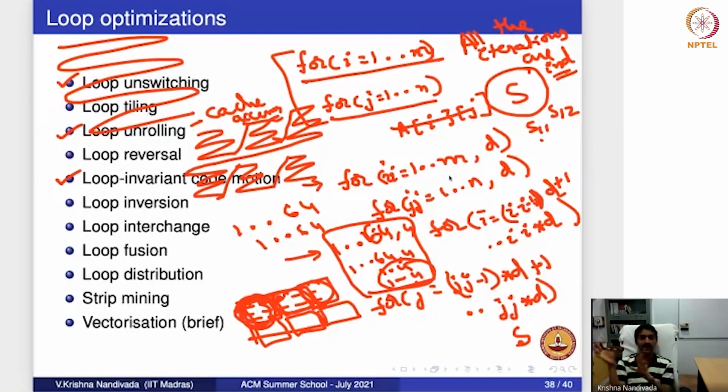So we will do dependence analysis to figure out that in different iterations, S is independent of each other. So different instances of S have to be independent. Only then we can do loop tiling. Okay? Any questions?